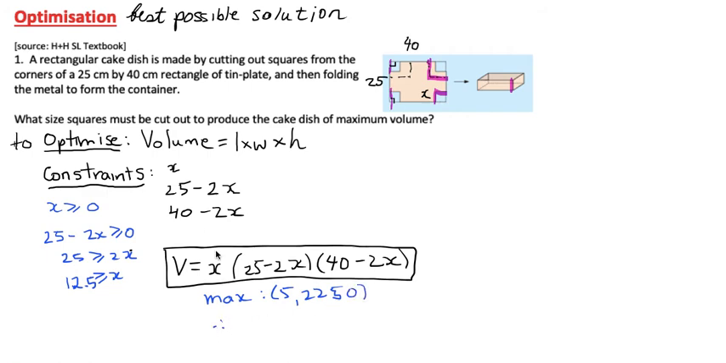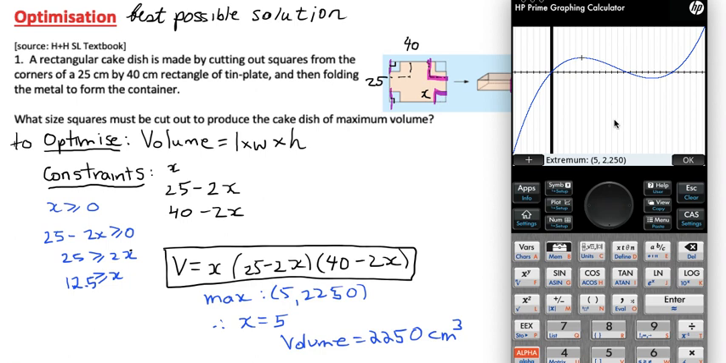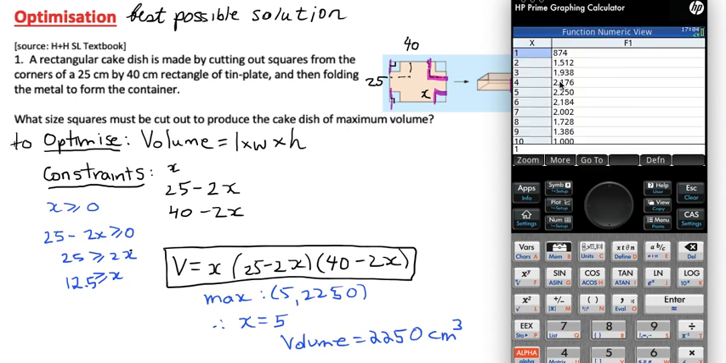Therefore, it's asking us what size squares must be cut out. The x that we cut out must be 5, or you can say that the size of the square must be 5 by 5. Alternately, if you're asked what is the maximum volume, then you would say that the maximum volume for this problem is 2250 cubic centimeters. It's kind of interesting because, depending on what you cut out and then fold up, you do get very different volumes, even though you're using the same sheet of tin.